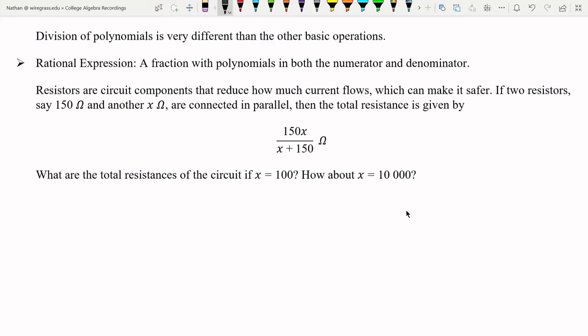Division of polynomials is very different than the other basic operations we've done on polynomials. A rational expression is a fraction with polynomials in both the numerator and denominator, so it's division of polynomials.